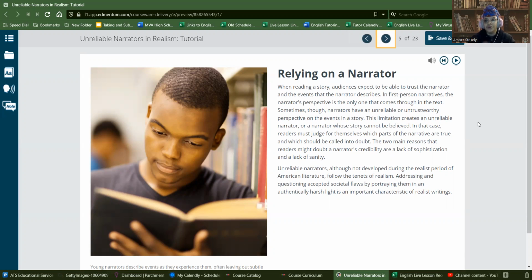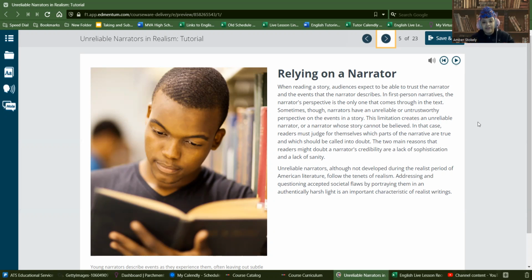So on this slide, they give you 2 main reasons why readers might doubt a narrator's credibility. Those 2 reasons, and these are just the big reasons, there are other ones. A lack of sophistication. So normally in a story where something seems sloppy or not done quite right, that's usually a hint that someone is unreliable. If they don't know how to articulate something, if they're mixing up details of a story, like they don't have it all together, usually that's a sign that they might be either lying or that they don't actually know what's going on in the story that they're telling.